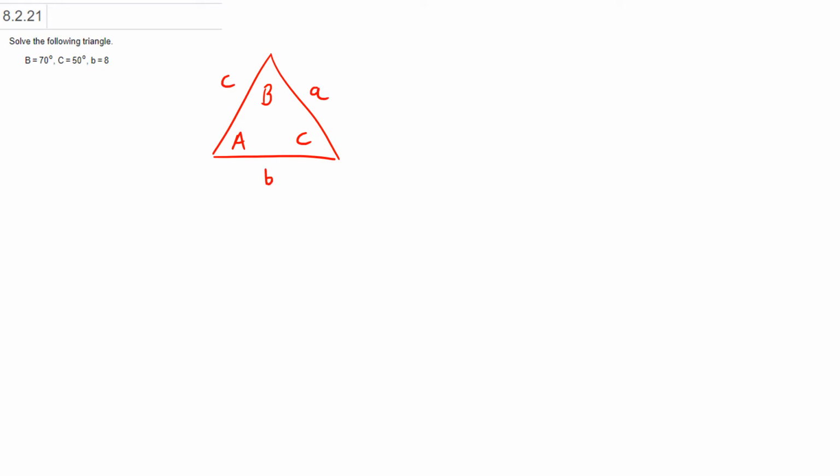And now we just have to come in and note that B was given to be 70 degrees. So this is going to be 70 degrees, and angle C is 50 degrees. So I'm going to come back and mark those. And lowercase b is of length 8. And again, we're given 2 angles in a triangle, which means finding the third angle is just a matter of adding up all 3 angles of the triangle and setting that equal to 180 degrees. Subtracting 120 from both sides gives us A is 60 degrees. So I'm going to come back and put that in that corner.